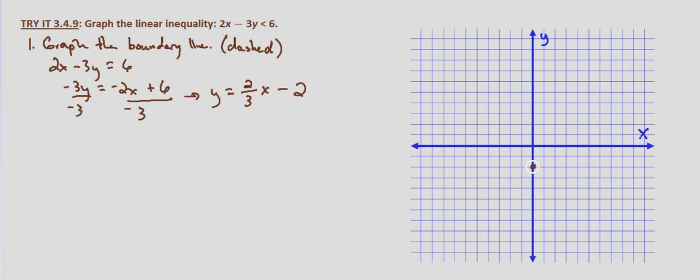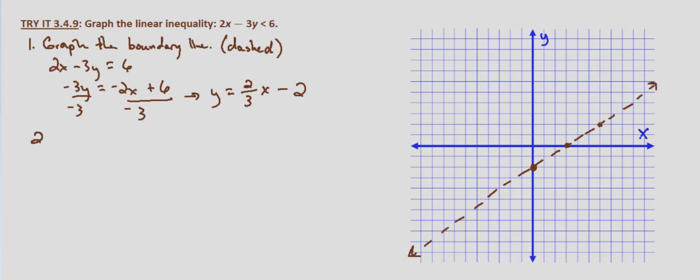0, negative 2. And we know our slope is a rise of 2 with a run of 3. So up 2, 1, 2, and to the right 3, 1, 2, 3. We can do that again. Up 2, to the right 3. And then we graph our dashed line by connecting those dots. And now it's just a matter of which side gets shaded.